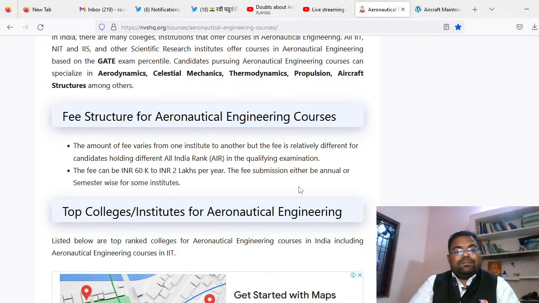Some universities like SRM are there, Amrita is there, and you can go to Jain Deemed University, MIT University, Noida, or Lovely Professional University. They are charging from 2 lakhs per year, and it can go up to maybe 4 lakhs per year for this course. That's the annual fee.